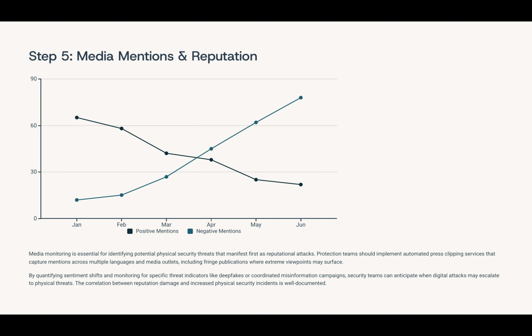By tracking both positive and negative media mentions over time, as illustrated by the sentiment graph here, teams can identify unusual increases in negativity or specific indicators such as deepfakes, impersonation attempts, or orchestrated misinformation campaigns. These digital threats provide valuable warning signs that can signal an elevated risk of physical incidents. Research consistently shows a direct correlation between reputation damage and the likelihood of real-world threats, making media monitoring an essential layer in any holistic security strategy.